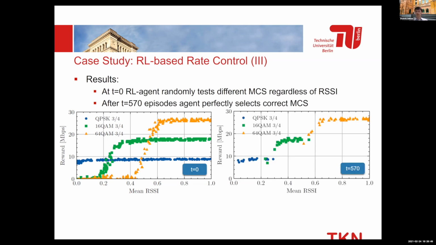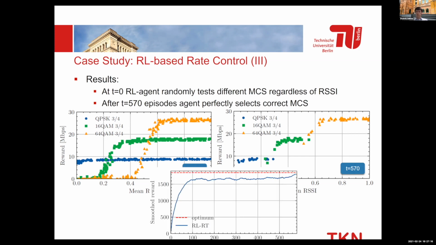But already after 570 episodes, you see he learned there are different ranges where you have to use different MCS. For example, for the low signal quality, you have to use QPSK. For the one in the middle, from 0.3 to 0.5, you should use 16 QAM. And only if the channel is very strong, you should use 64 QAM. So we were happy. The learning performance is very good. He was able to quickly learn to select the proper MCS given the observation.